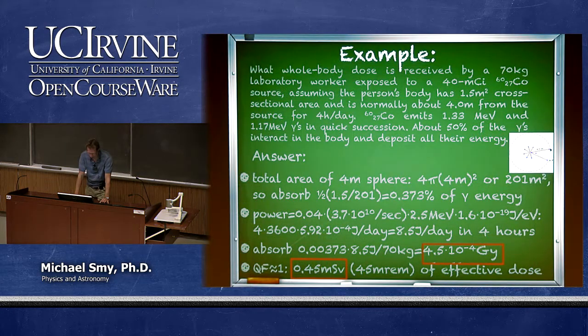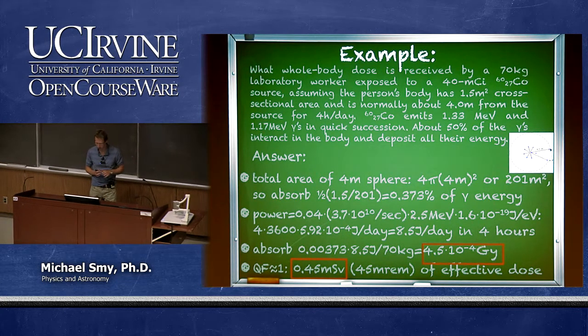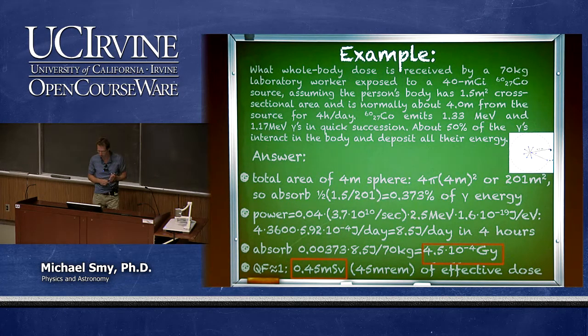Let's look at a different example. What whole body dose is received by a 70 kilogram laboratory worker that is exposed to a 40 millicurie cobalt source? We assume that the body has 1.5 square meter cross-sectional area, and is normally about 4 meters away from the source for 4 hours every day. Cobalt-60 emits 1.33 MeV and 1.17 MeV gammas in quick succession, and about 50% of the gammas interact in the body and deposit all their energy.